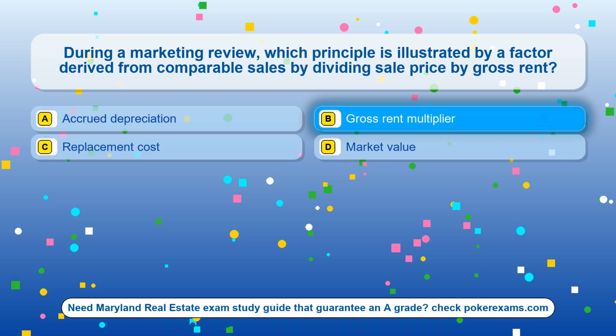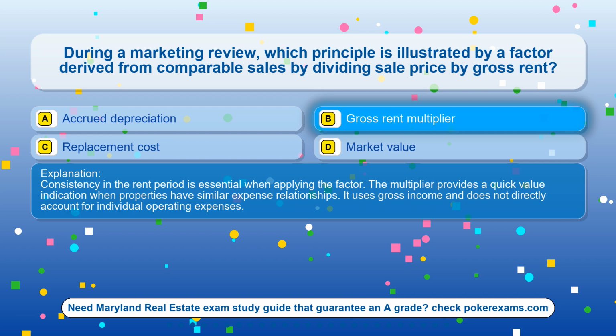The correct answer is option B, gross rent multiplier. Consistency in the rent period is essential when applying the factor. The multiplier provides a quick value indication when properties have similar expense relationships. It uses gross income and does not directly account for individual operating expenses.